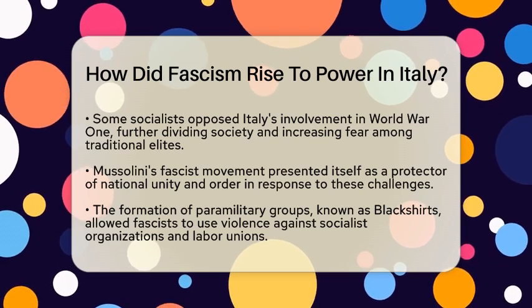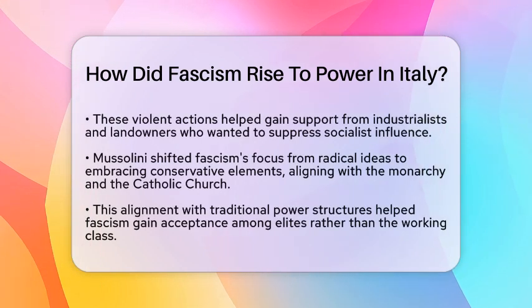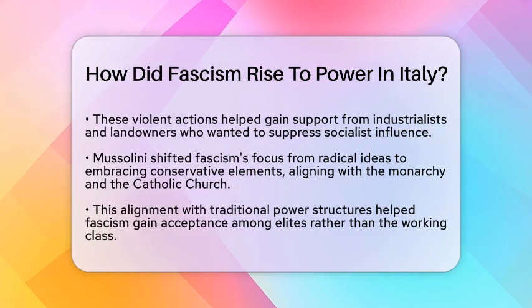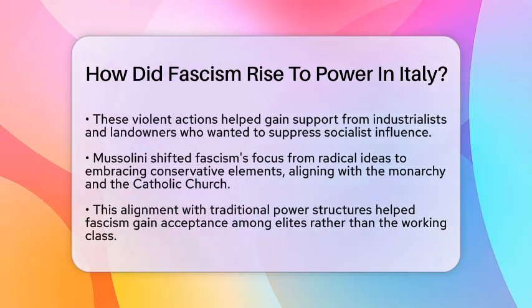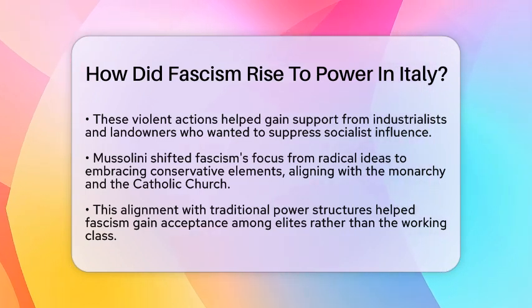On the political front, fascism began to shift its focus. Initially, it had radical and populist ideas, but Mussolini started to embrace conservative elements. He moved away from republicanism and anti-clericalism, instead aligning with the monarchy and the Roman Catholic Church. This shift helped fascism gain acceptance among traditional power structures. By supporting free enterprise and rejecting Marxist ideas, fascism appealed to the elite rather than the working class.